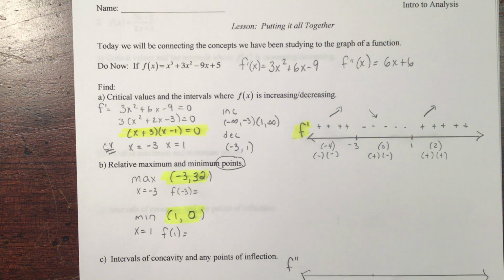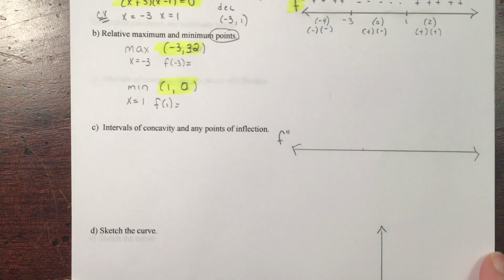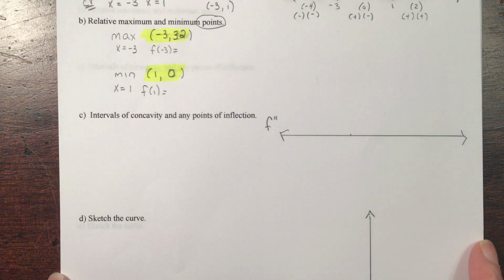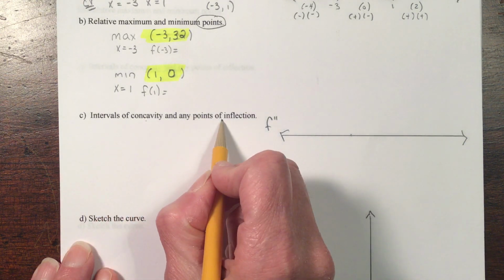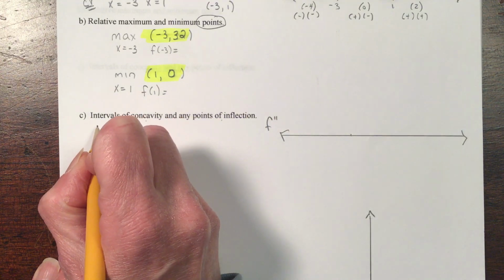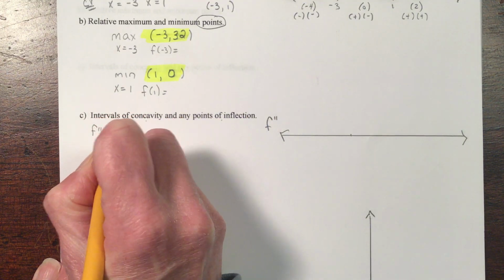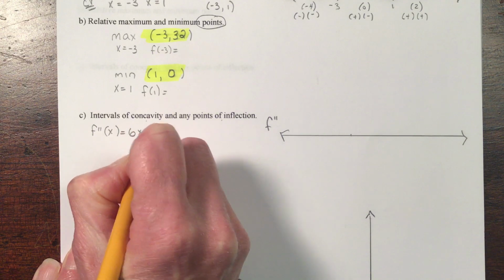Now moving on to our next step, we want to find the intervals of concavity and any points of inflection. So when I do concavity and points of inflection, I'm going to go ahead and use the second derivative, which I already found above.